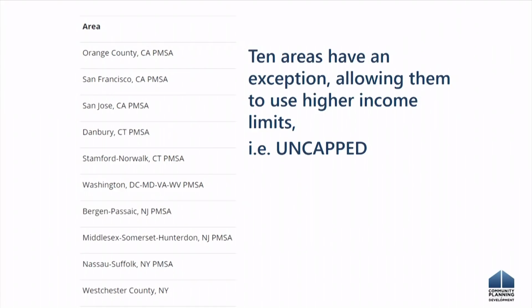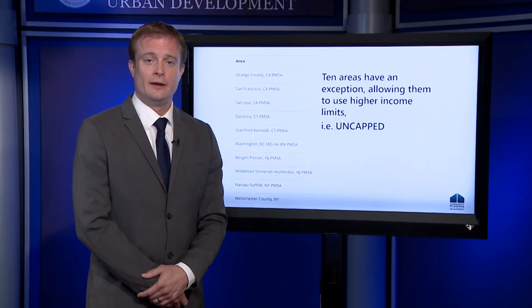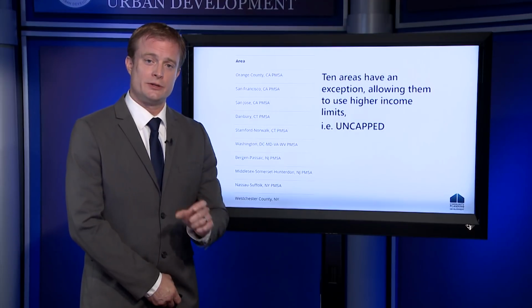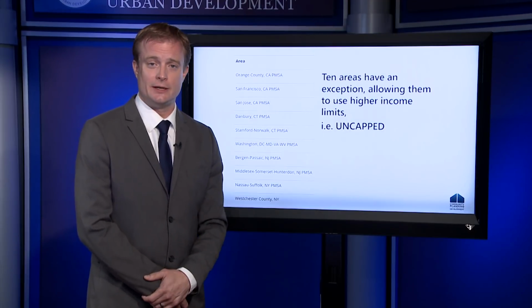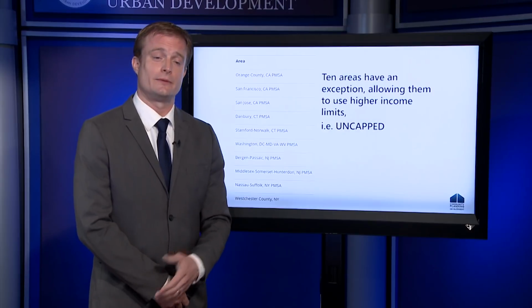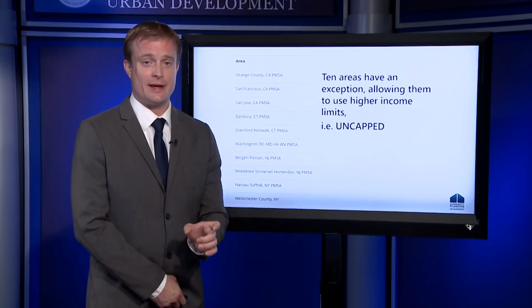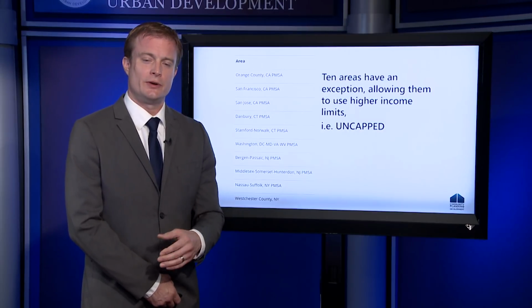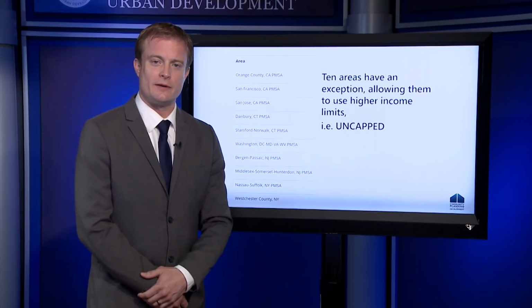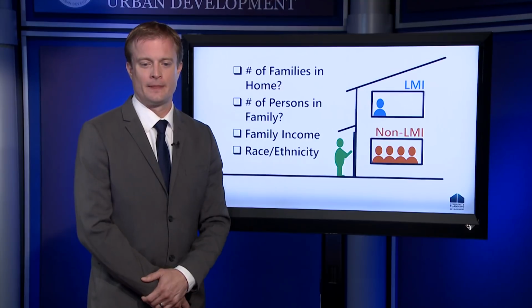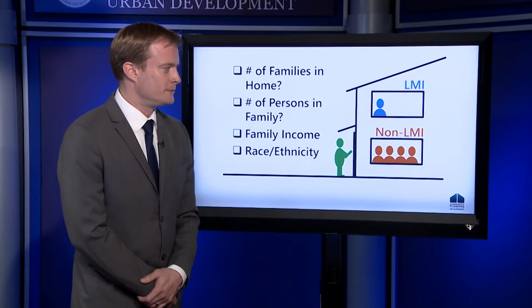communities throughout the country. These communities are allowed to use income limits that are slightly higher. They're called uncapped because they're calculated in a way that removes a calculation and adjustment that was introduced in the 90s related to family income or family size. I'm not going to get into the details of how that's calculated. Just know that there are income limits that are slightly higher for some communities. So back to these questions.